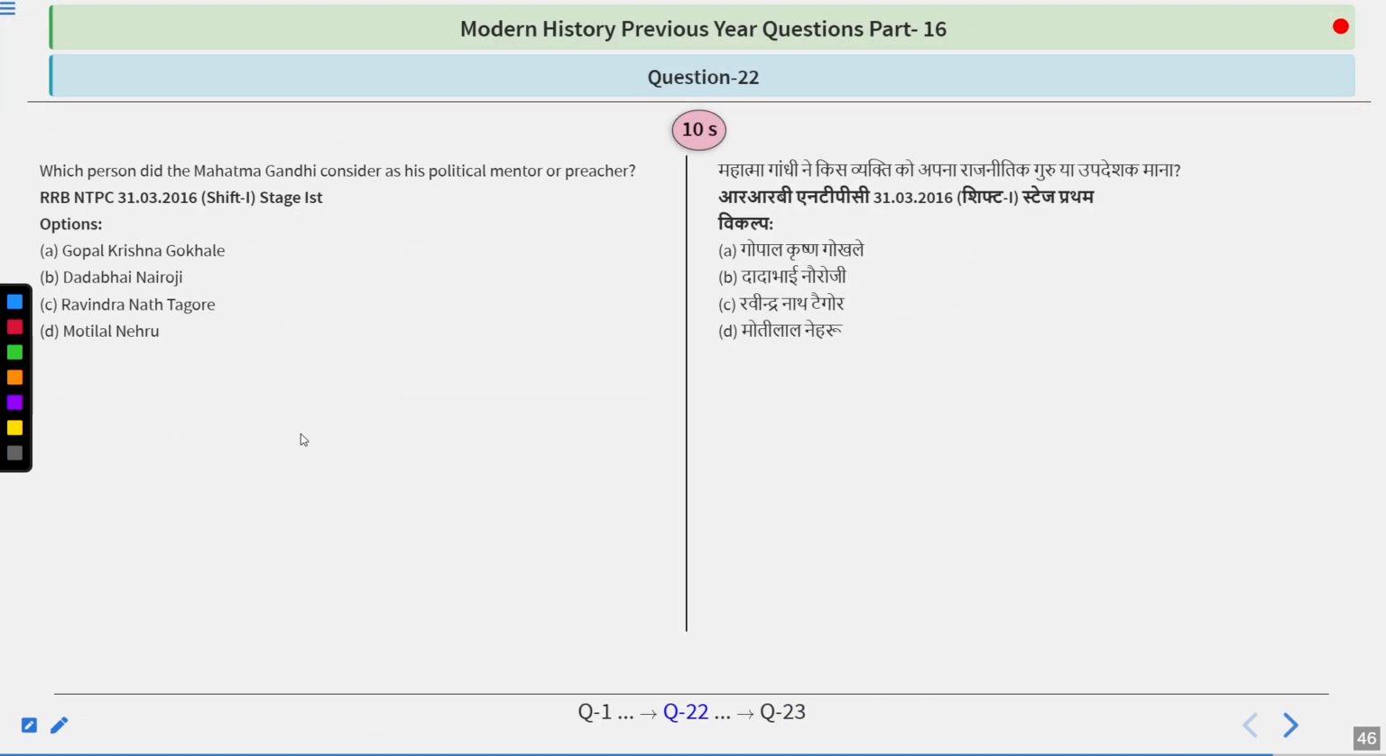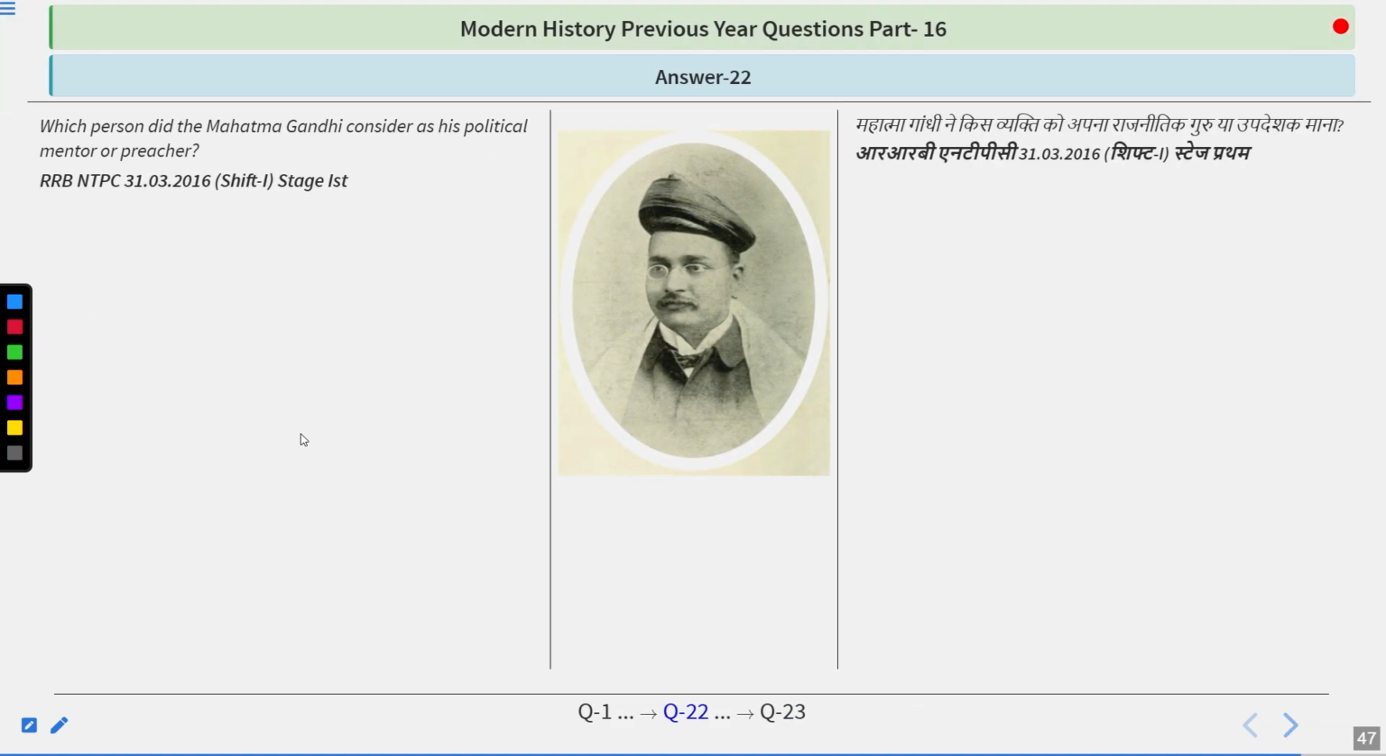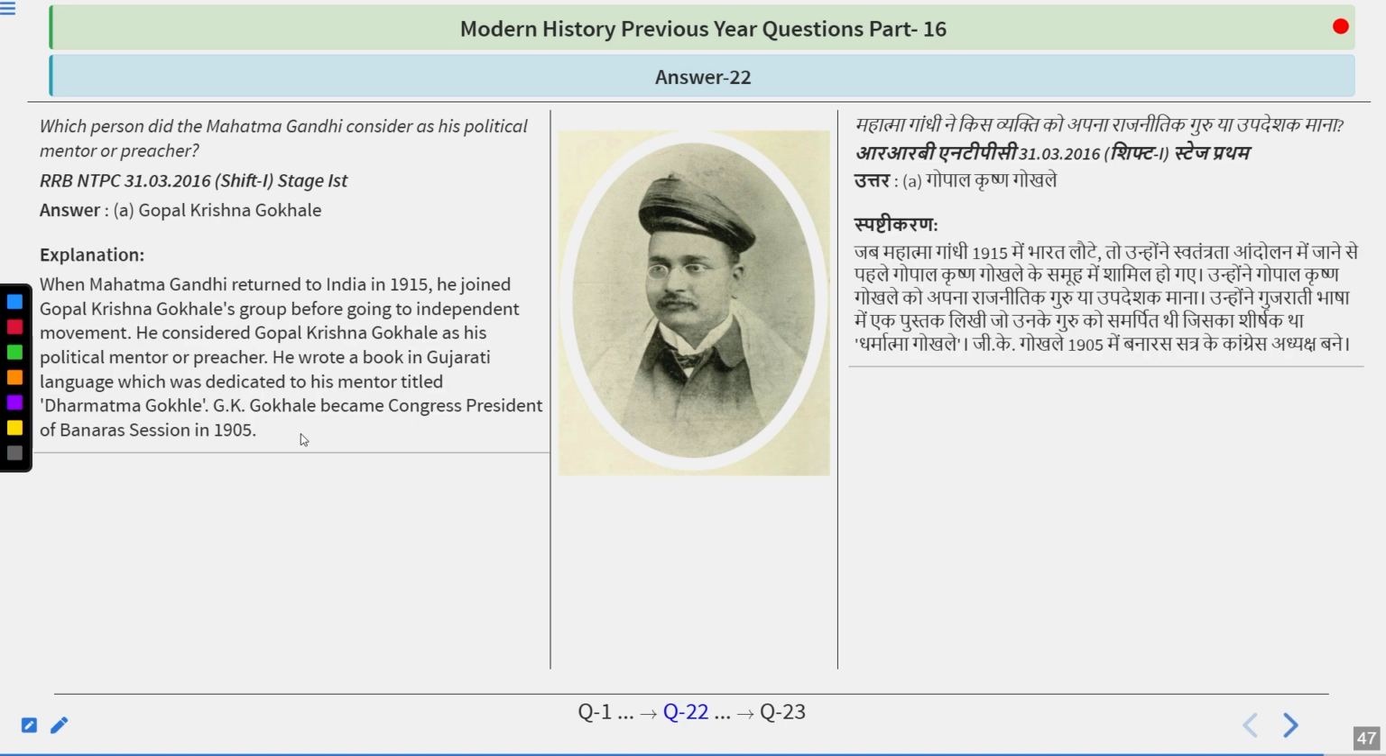Which person did Mahatma Gandhi consider as his political guru or preacher? Gopal Krishna Gokhale, Dadabhai Naoroji, Rabindranath Tagore, Motilal Nehru. Think about it. And once again, I guess the answer you are thinking is right, because the answer to this question we have discussed already so many times. The answer is A, Gopal Krishna Gokhale.